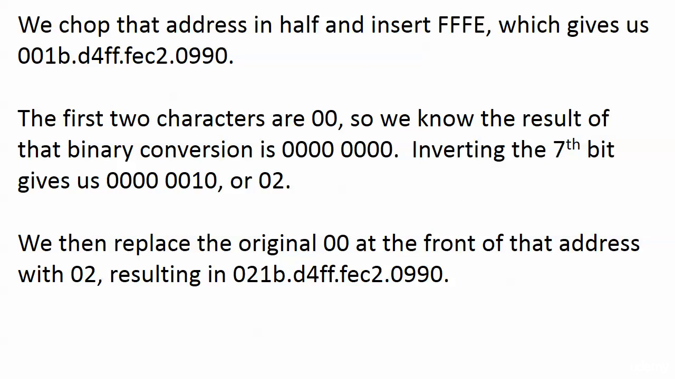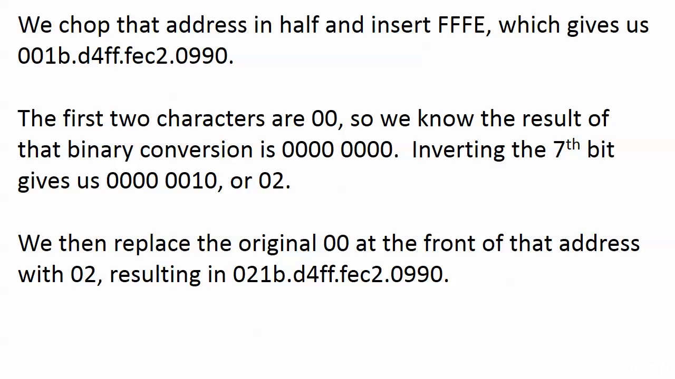First two hex values there are 00. We know what converting those to binary is. I wrote it out for you anyway, but it's all zeros. So if we invert the overall seventh bit, that gives us 0000 0010, which is going to convert back to 02, because that second value is made up of 0010. We know that's the 2 bit that is set. We then replace the original 00 at the front of that address with 02.